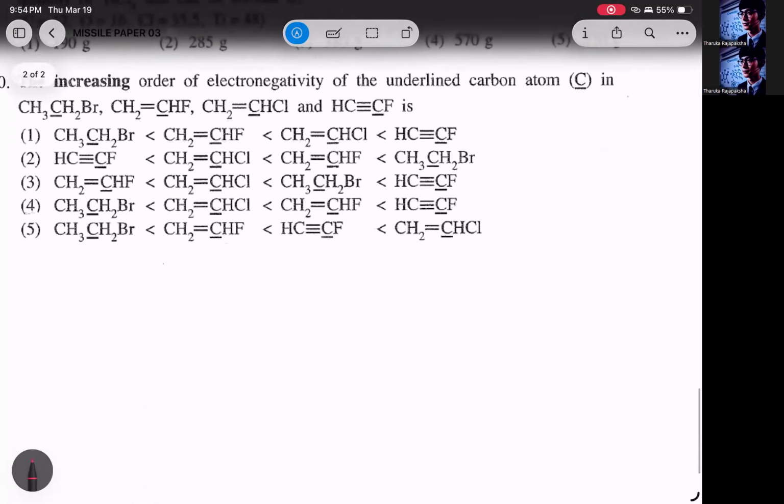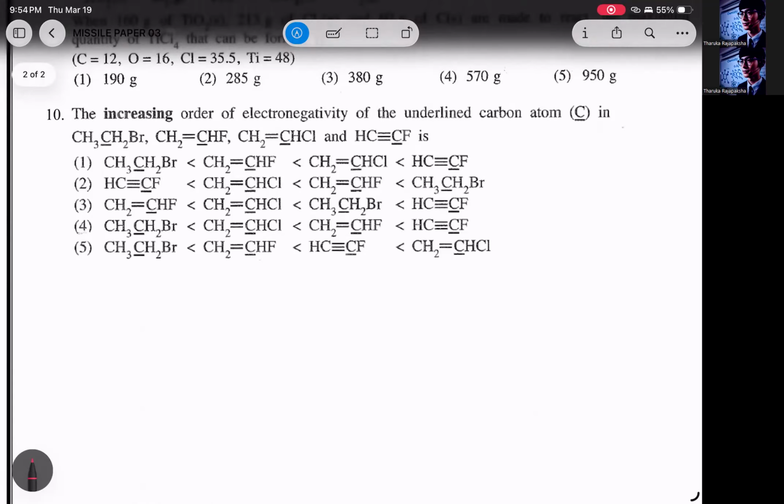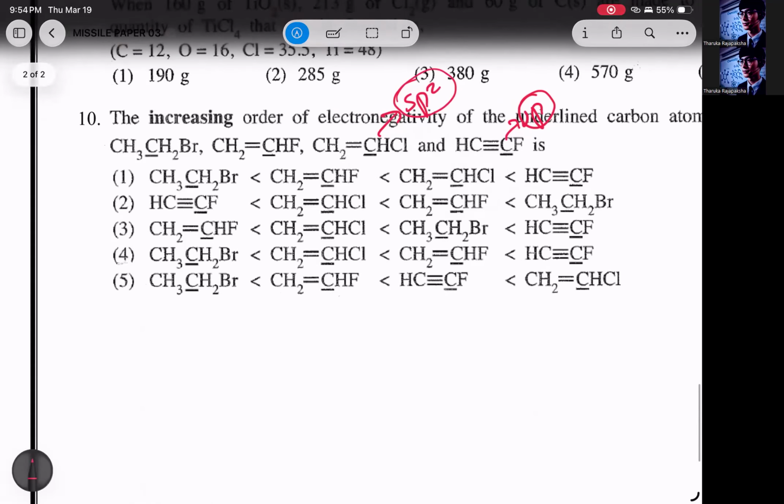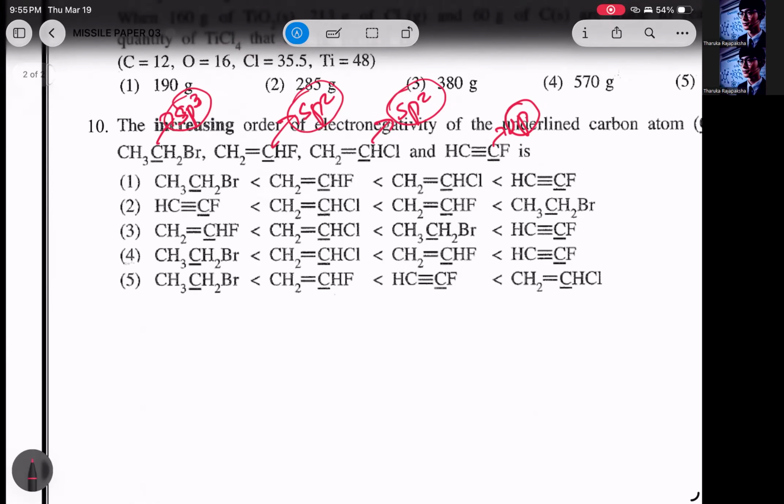10th one: increasing order of electronegativity of underlined carbon atom. So this carbon atom here is sp hybridized, this carbon atom is sp2 hybridized, right? This one is sp2, and this one is sp3. So there I go: sp, sp2, sp2, sp3. So sp hybridized carbon should have the largest electronegativity, of course. Then it can't be answer number 2, answer number 4, answer number 5. So it should be 1, 3, or 4.